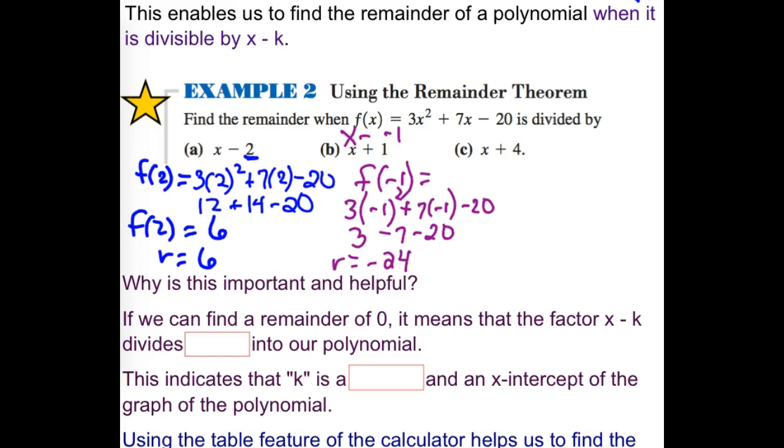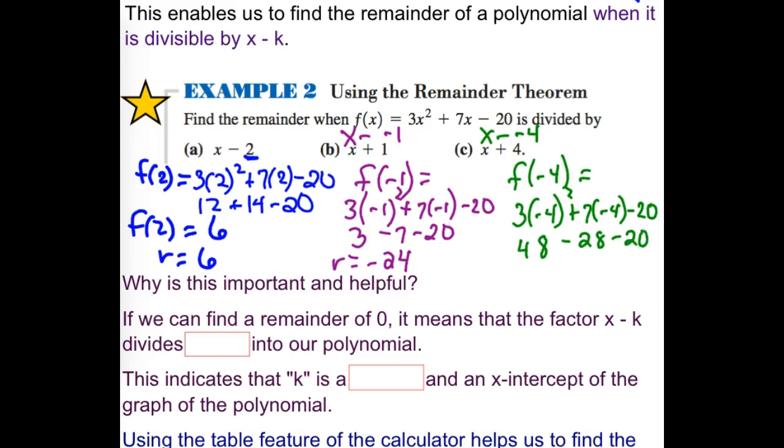And our last one here. Again, we're going to think of this as x minus negative 4. So we're going to take f of negative 4. Negative 4 squared is 16, times 3 is 48, minus 28 minus 20. This one ends up with a remainder of 0.